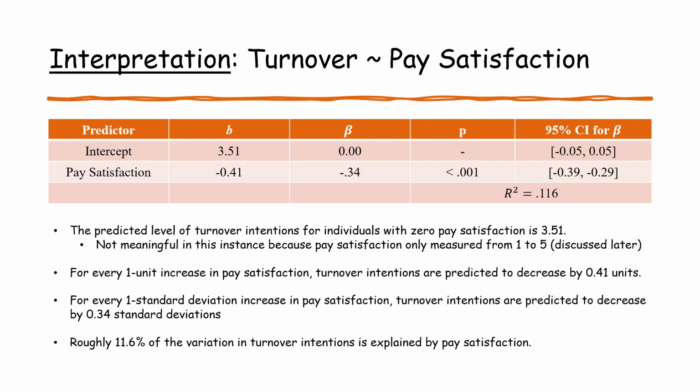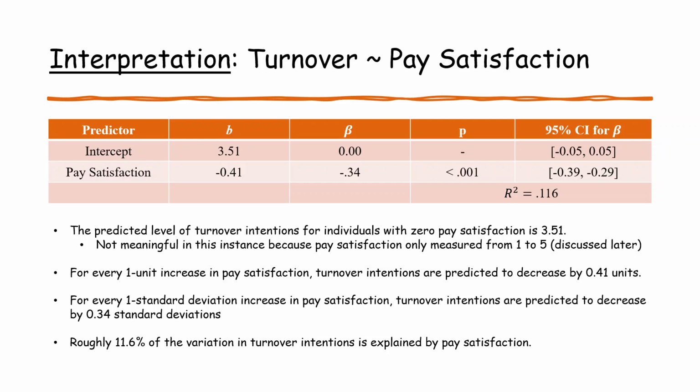In terms of the slope, for every 1 unit increase in pay satisfaction, turnover intentions are predicted to decrease by 0.41 units, right? And it's decreasing because it's a negative slope. This makes sense intuitively. As you increase in your pay satisfaction, you're less likely to want to leave your job.